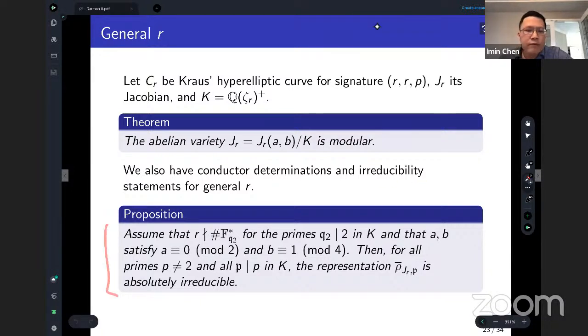And so here's one example of a general irreducibility statement. In this particular case, this condition that R doesn't divide the unit group of the residue field at the prime Q2 of K ensures that the local representation is supercuspidal, and hence automatically the global residual representation is irreducible. And so we have a number of these results, all of which are useful for Diophantine applications, especially if you're interested in more general R.